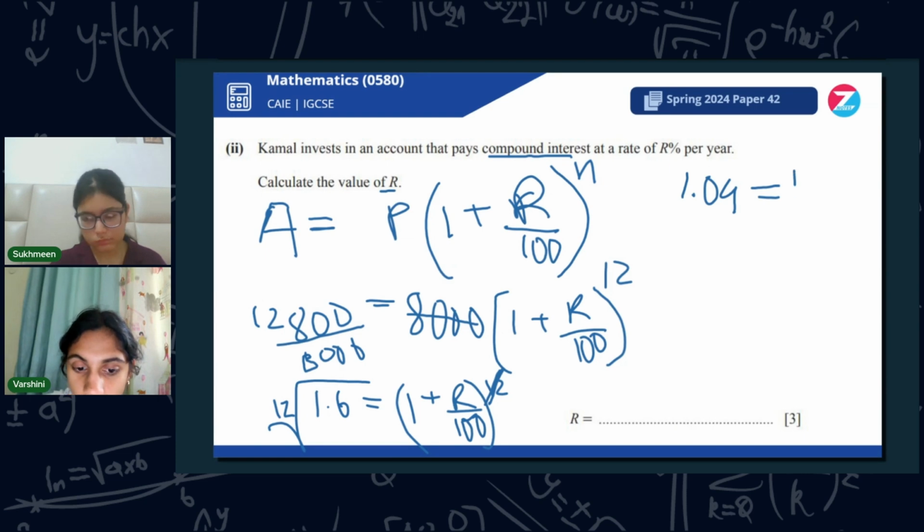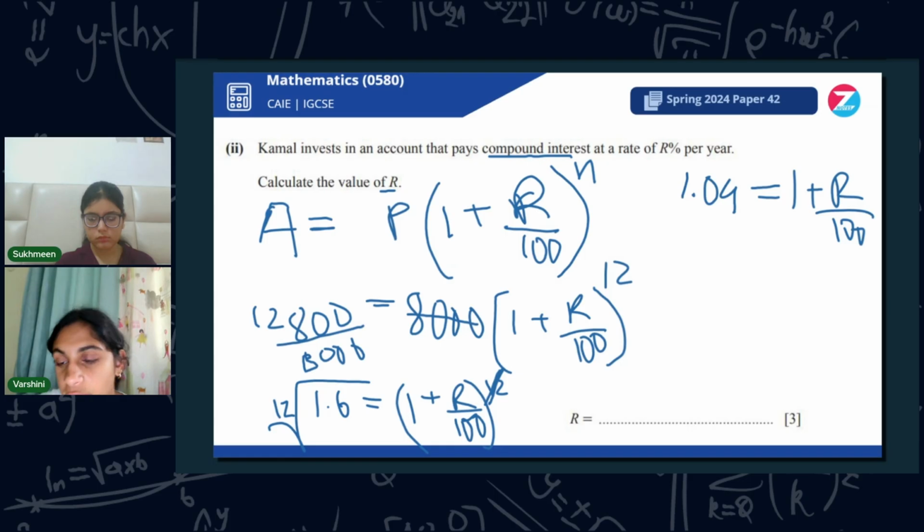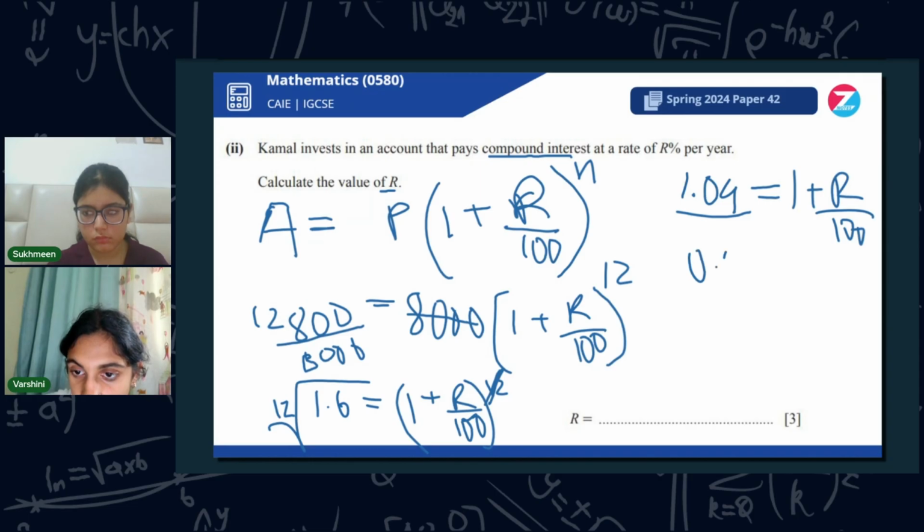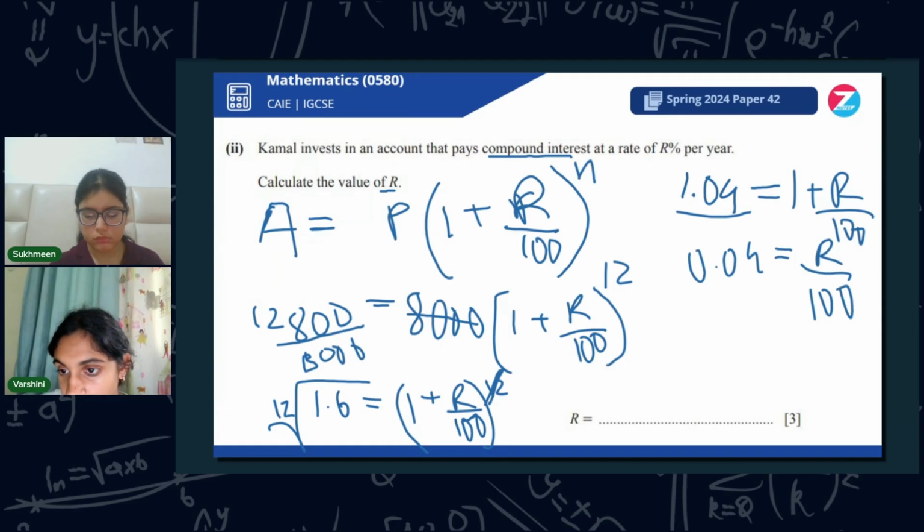So that gives us 1 plus r by 100. Again, let's subtract 1 from both sides to give us r by 100. Subtracting 1 from this side, we should get 0.04 equals r by 100. To isolate r, let's multiply both sides by 100, and we should get 4.